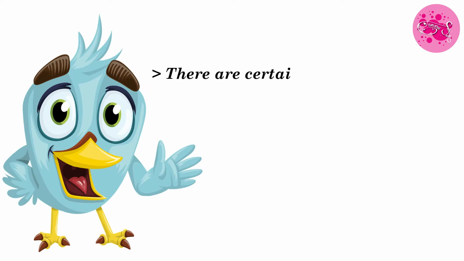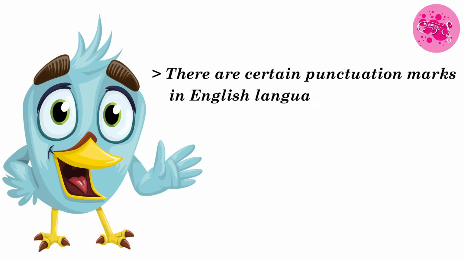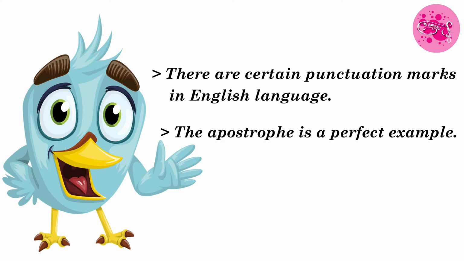There are certain punctuation marks in the English language that can be used for different things. Yes, the apostrophe is the perfect example. So my dear children, in this video we are going to learn about the apostrophe and how to use it correctly. Okay, so let's start.